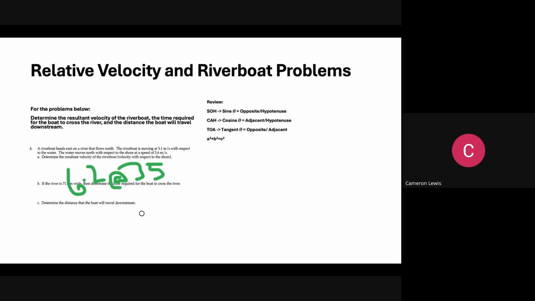Now, if the river is 70, let me erase that. 70 meters wide, determine the time required for the boat to cross the river. Now, this is where it starts to use kinematic stuff we used before, right? Or just definitional equations, right? We have a velocity. Velocity is equal to what?